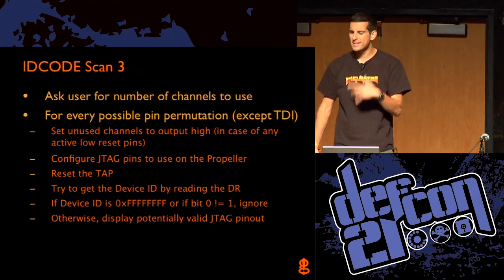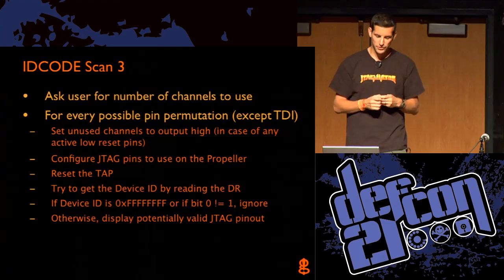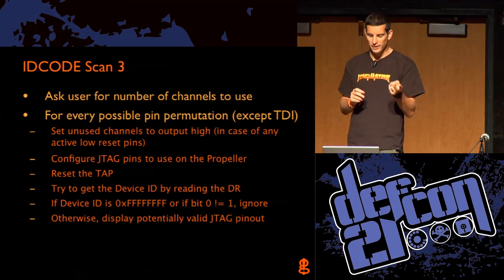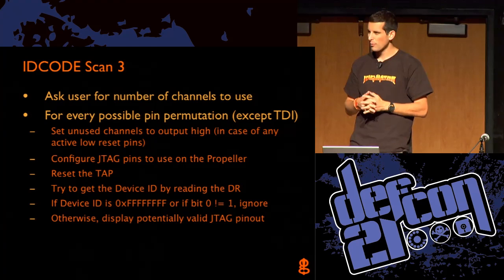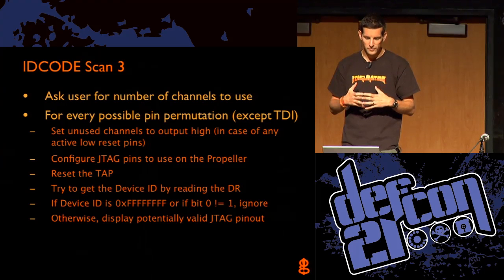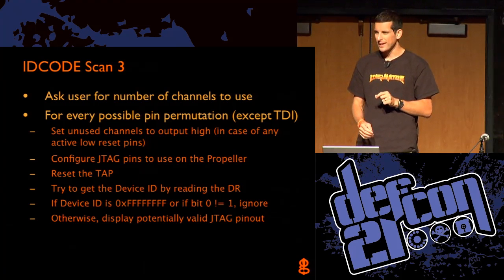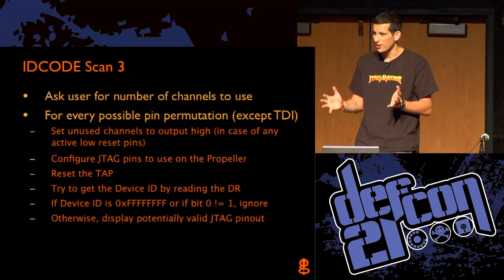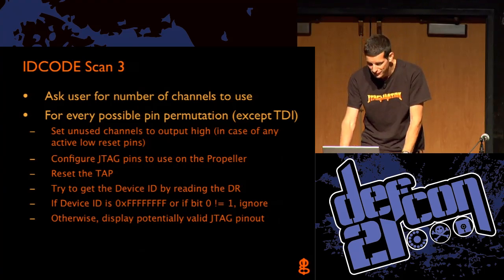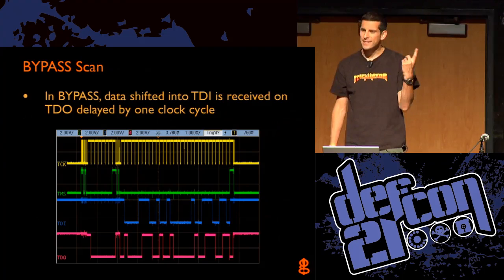So the way the scan works is it's going to ask for the number of channels to use, and then for every possible pin permutation, it's just going to go through and try to get the device ID. If it reads all ones, or if bit 0 is not 1, then we're going to ignore it. If it does equal 1, then it's potentially a good device ID. We don't fully know, so there is still some human interaction. But hopefully you're not going to get lots of false positives. So that's ID code scan.